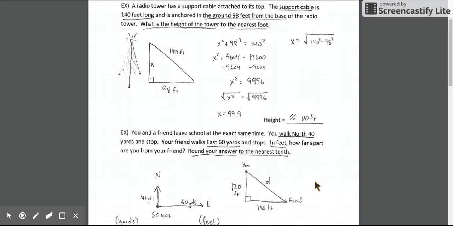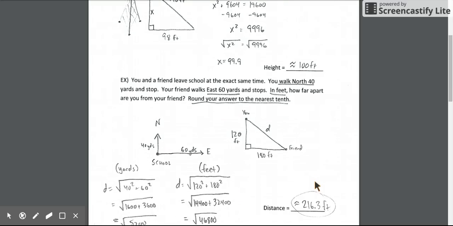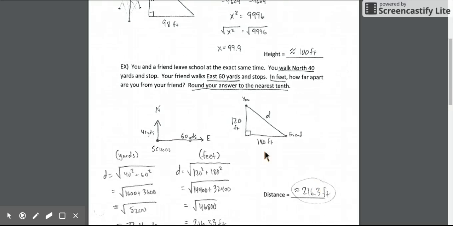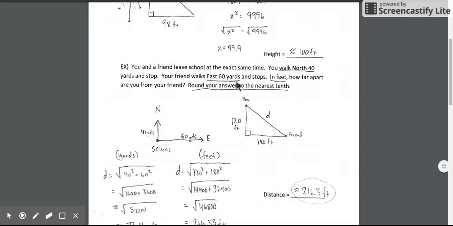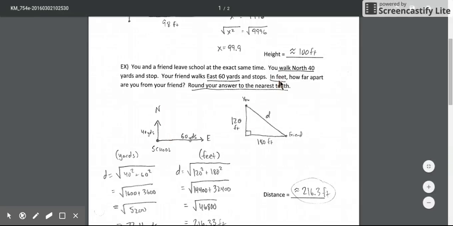Let's do another example. So let's underline some important information in this description. I'm going to be walking north 40 yards. I have a friend who's going to be walking east 60 yards, and we're taking off from a single location. And then in feet, so different from the values given, we want to figure out how far apart we are from each other. And we're going to round that answer to the nearest tenth.